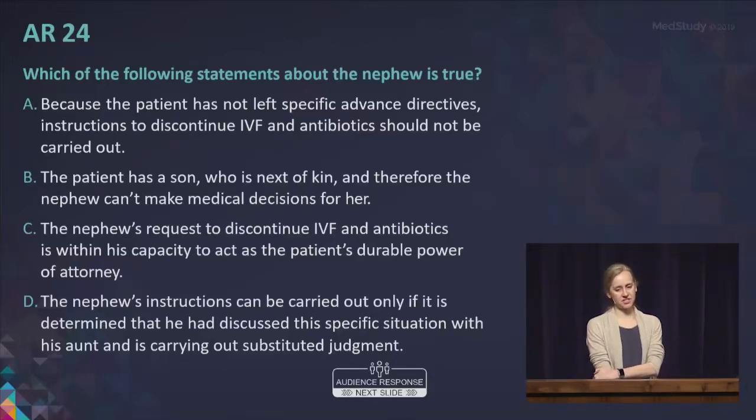A, because the patient has not left specific advanced directives, instructions to discontinue IV fluids and antibiotics should not be carried out. B, the patient has a son who is next of kin and therefore the nephew can't make medical decisions for her. C, the nephew's request to discontinue IV fluids and antibiotics is within his capacity to act as the patient's durable power of attorney. Or D, the nephew's instructions can be carried out only if it is determined that he had discussed the specific situation with his aunt and is carrying out substituted judgment.